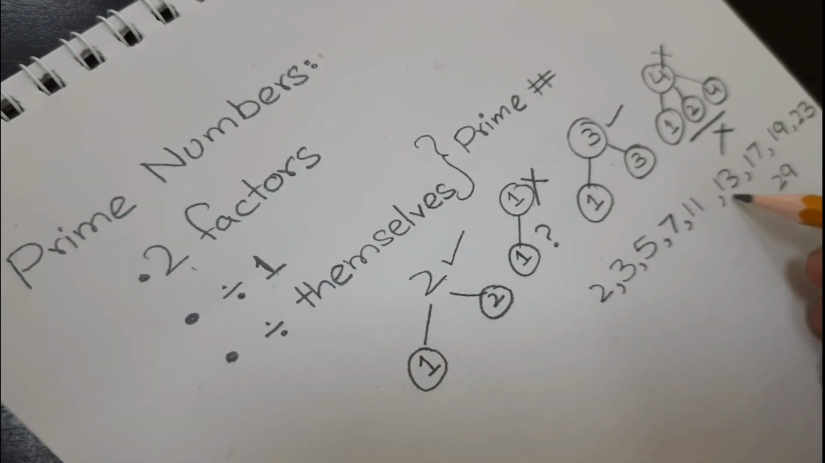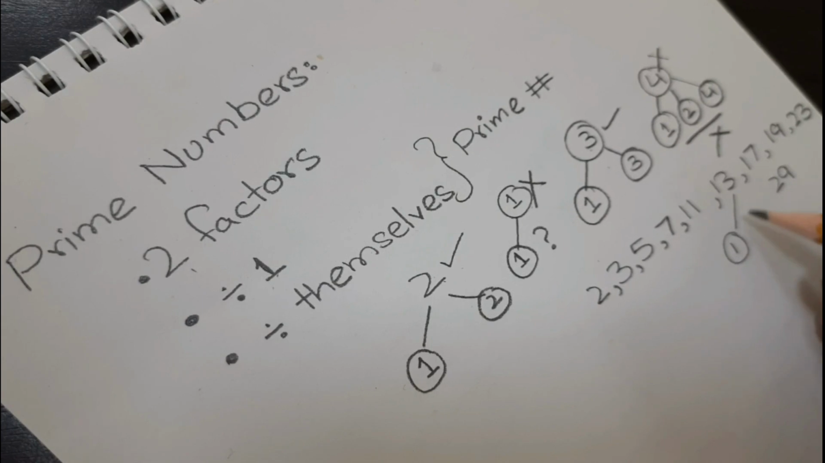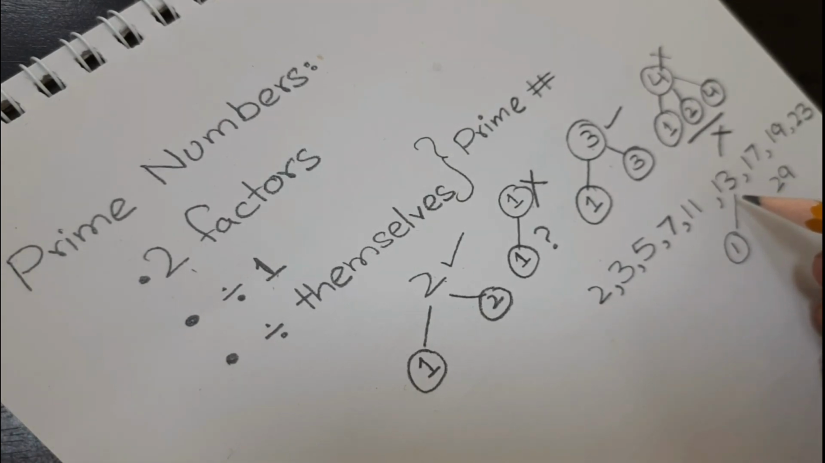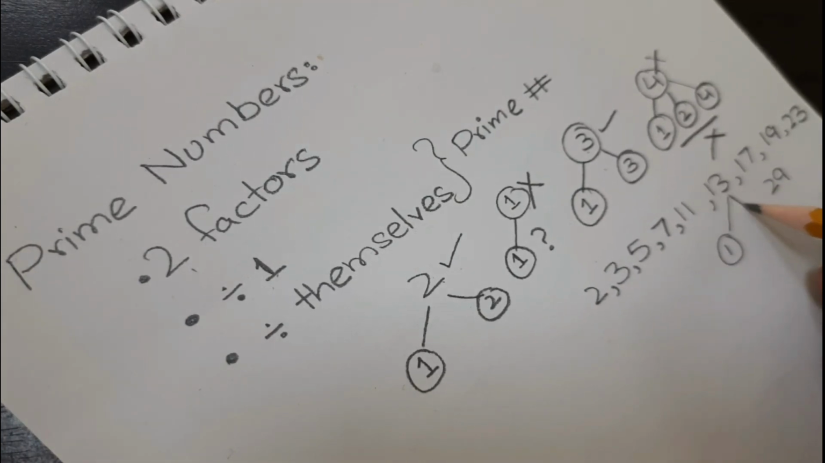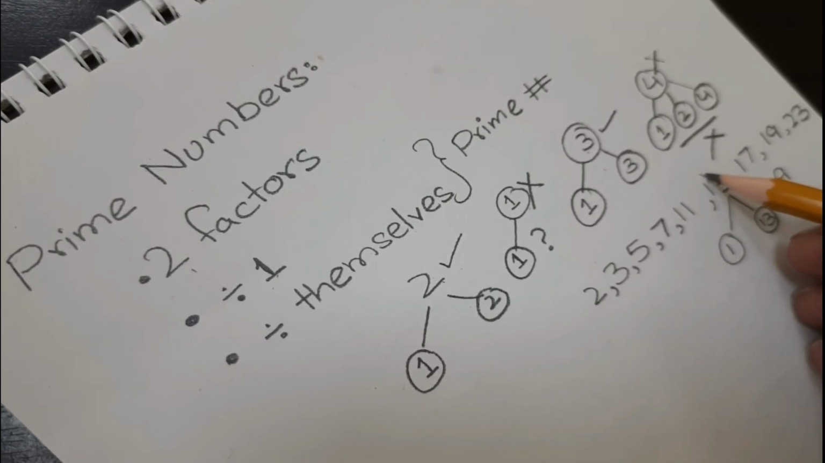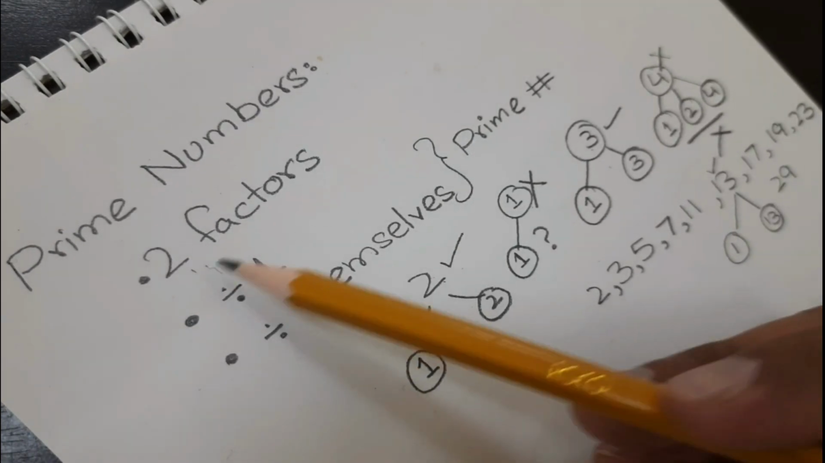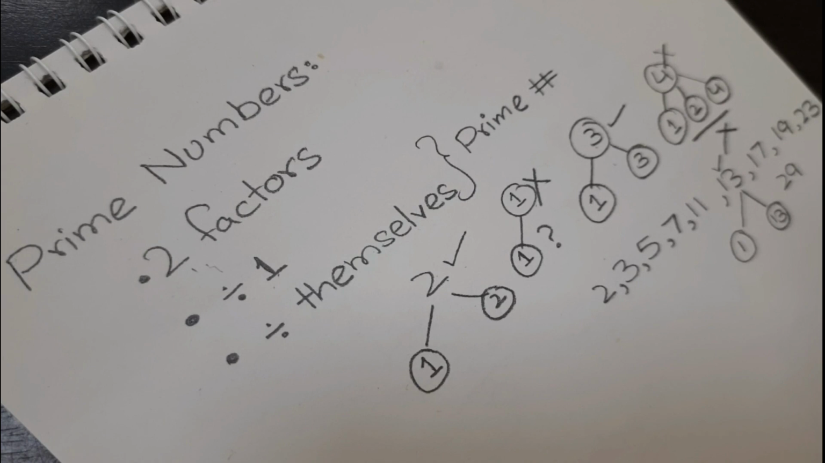Let's take the example of the number 13. 13 comes in the table of 1. 13 never comes in any table other than 1 and itself. So we have only 2 factors, which means that 13 is a prime number. So prime numbers are those numbers which are only divisible by 1 and by themselves, meaning they have only 2 factors. So this is all about prime numbers.